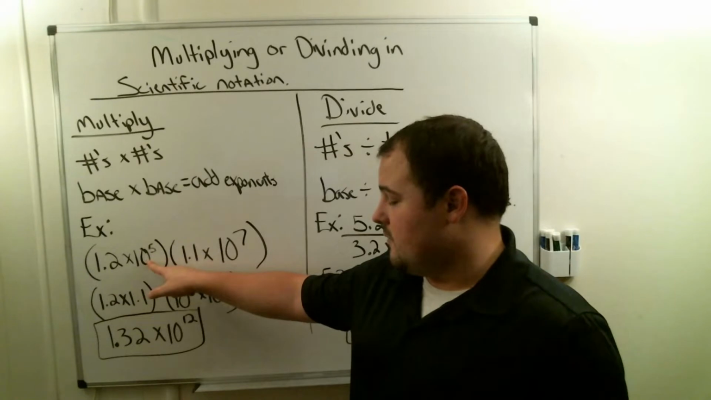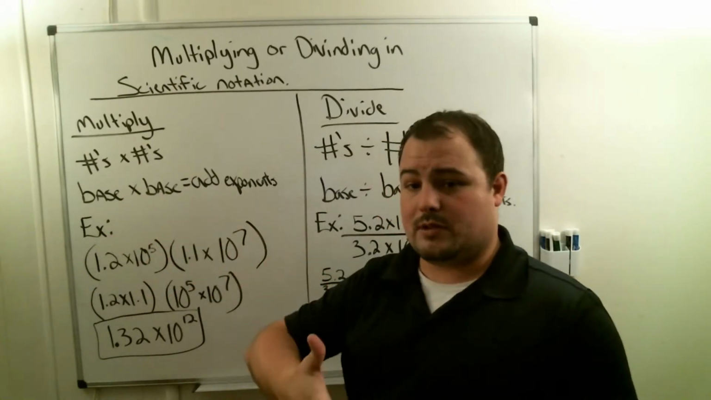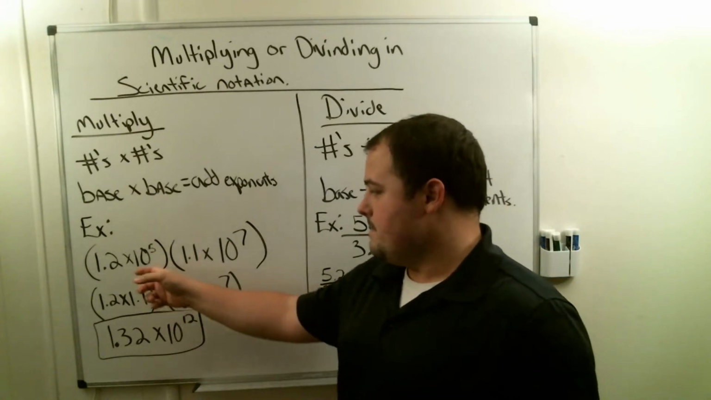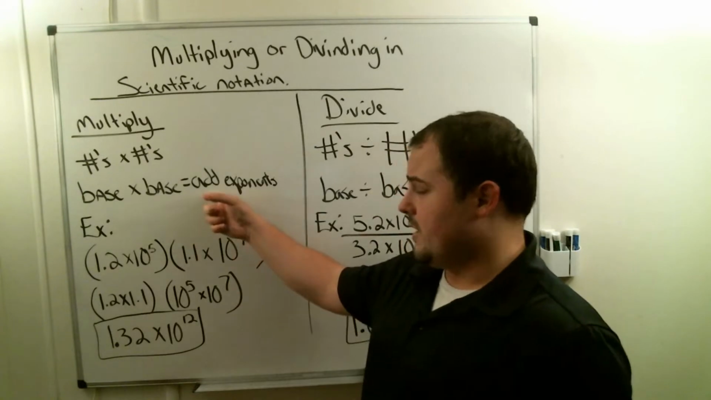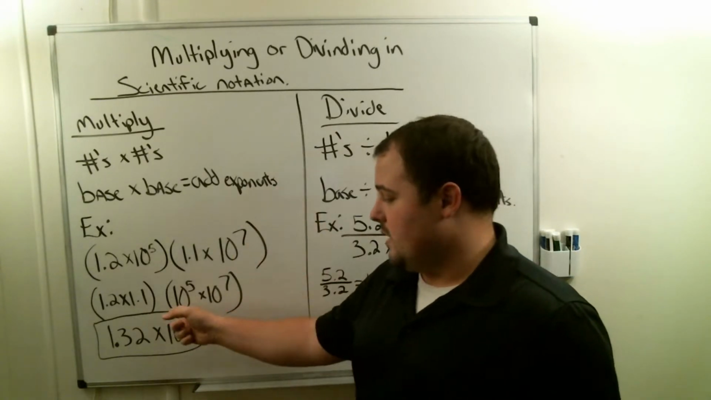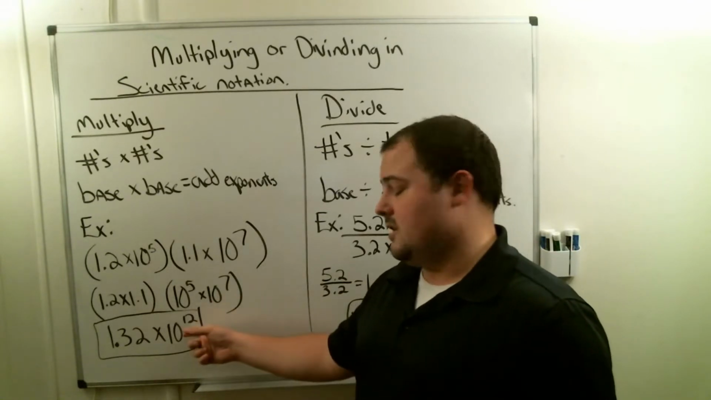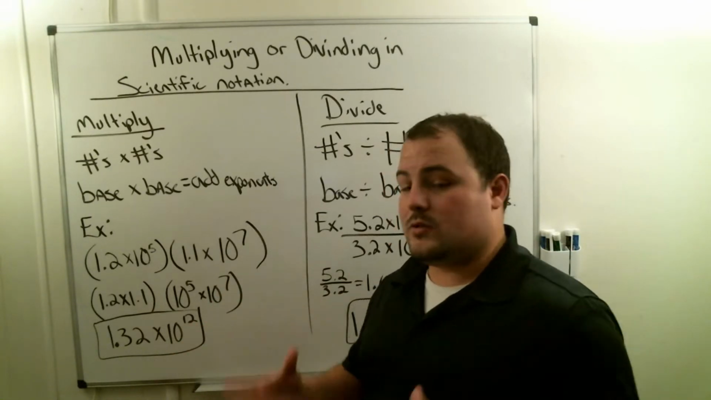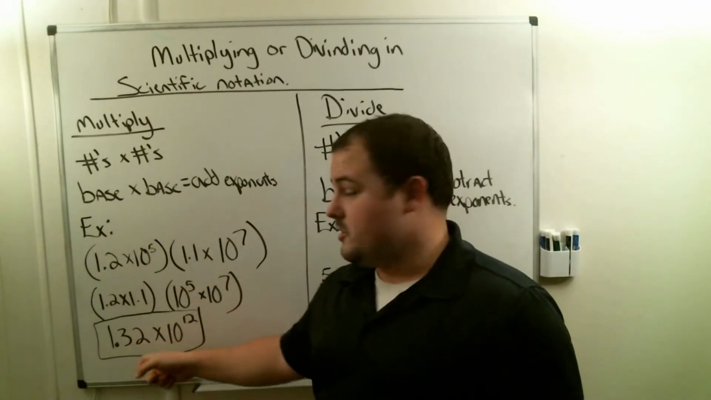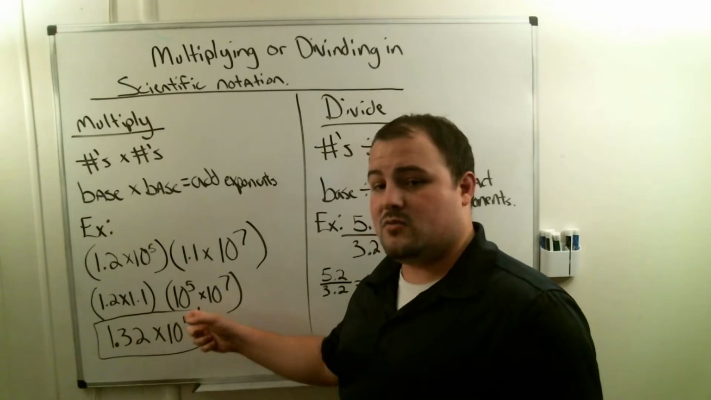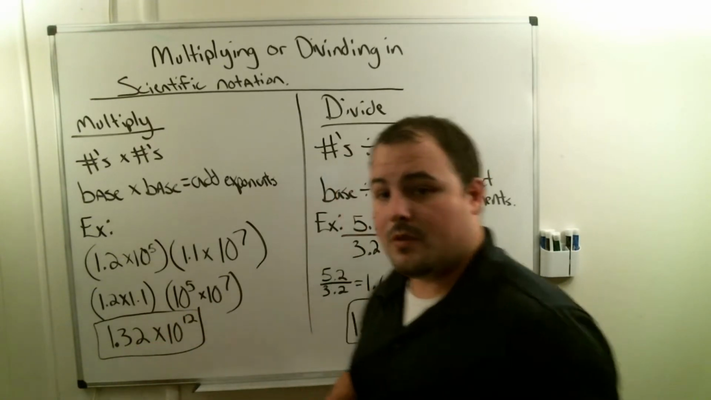Here, we have 10 to the 5th power times 10 to the 7th power. This is the base times the base. The numbers with the exponents, we multiply them. Well, if we're multiplying two numbers with the same base, all we've got to do is add the exponents. So we have 10 to the 5th power times 10 to the 7th power. 5 plus 7 is 10 to the 12th power. So all we've got to do is combine it all in one answer. The numbers multiplied to give me 1.32. The bases multiplied to give me 10 to the 12th power. So it's 1.32 times 10 to the 12th power.